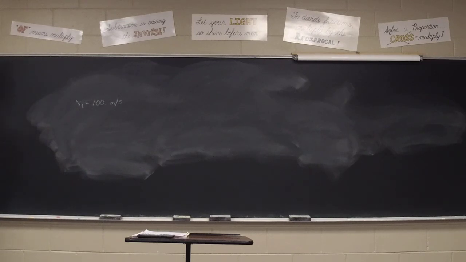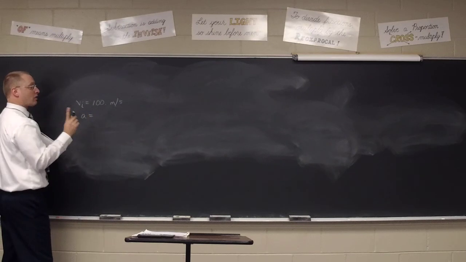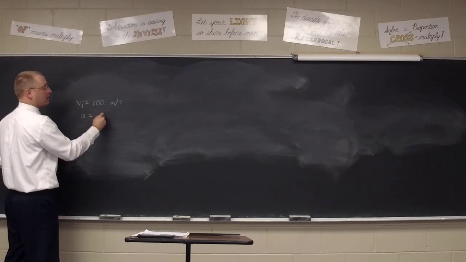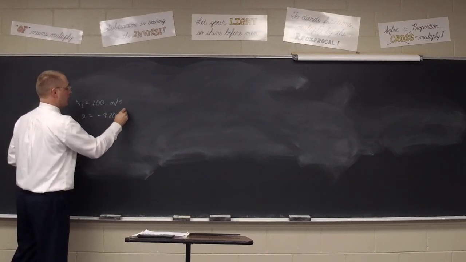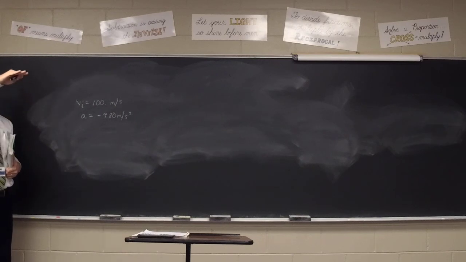Now think about it. If he shoots it straight up, what's going to happen to the arrow? Just as soon as it leaves the bow, what's going to happen? It's going to slow down. Why? Because gravity's pulling it down, so gravity's decelerating at negative 9.8 meters per second squared. And it's going to slow down, slow down, until eventually it stops.